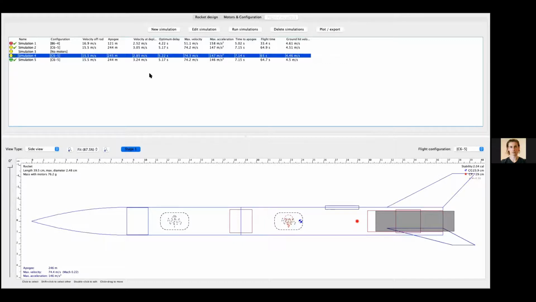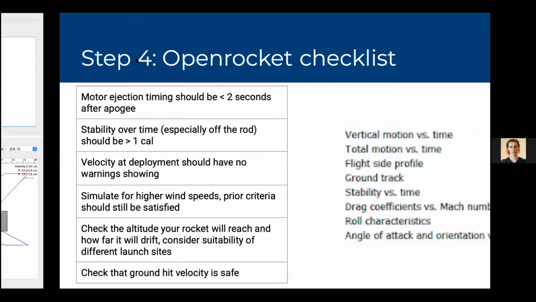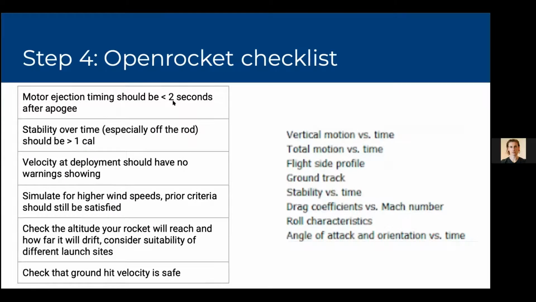If you could look back to the slides quickly, please, Hasan. Another thing you have to check is the altitude your rocket will reach and how far it's going to drift away. This is important because you don't want to go losing your rocket over people's fences. All right, for this one, I will take some guesses. Anyone familiar enough with OpenRocket to tell me which would be the best way to check how far your rocket will drift under parachute?